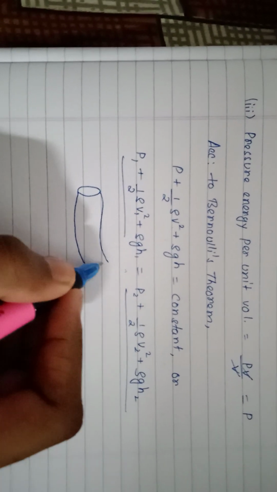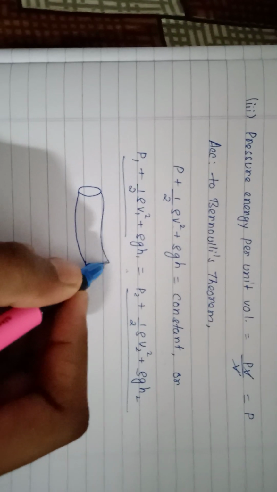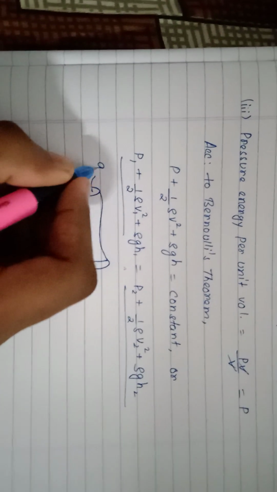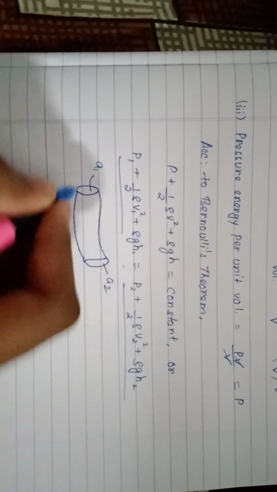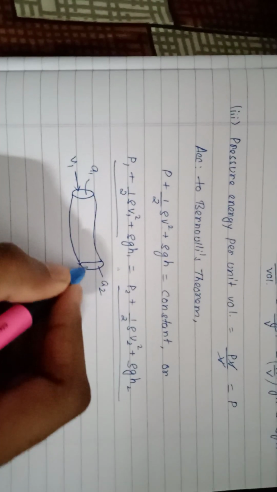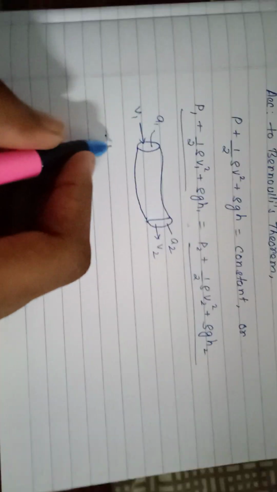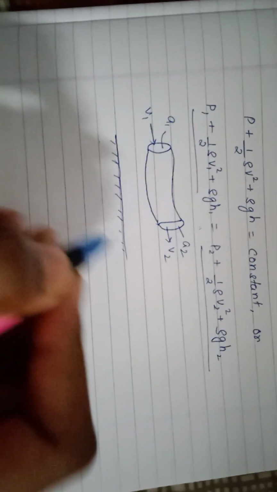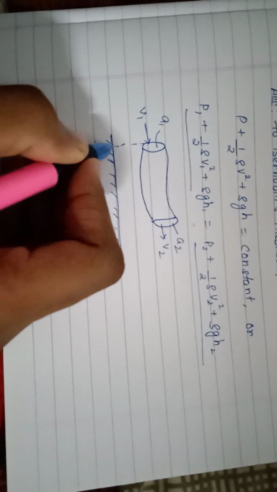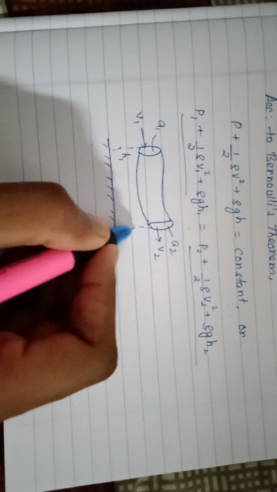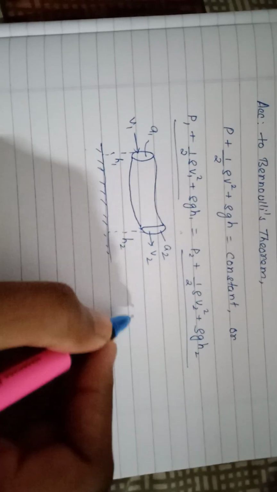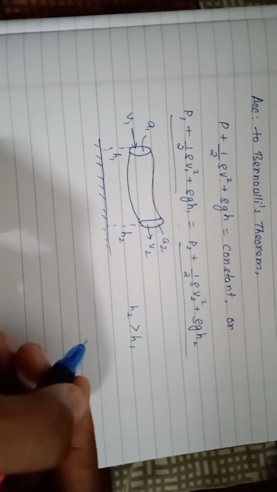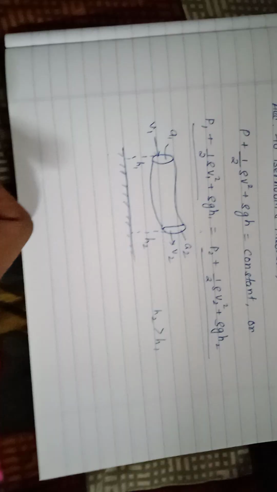On a streamline flow, it bends somewhere. Okay, this area is A1, this area is A2, coming velocity is V1, going velocity is V2. This will be the ground level from where the height will be measured. This will be H1 and this will be H2. H2 is greater than H1. Now let's prove it on the next page.